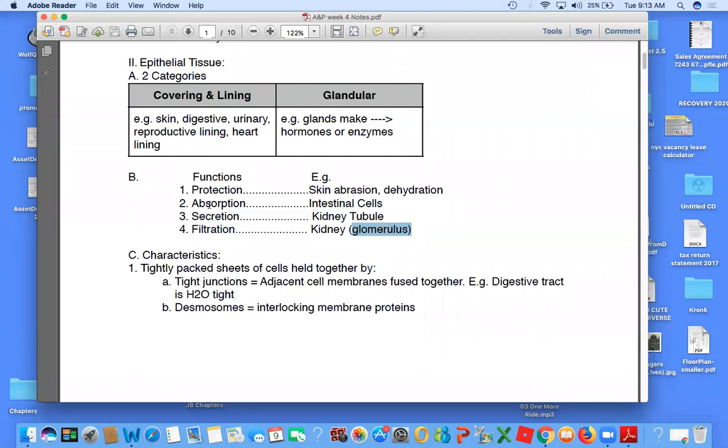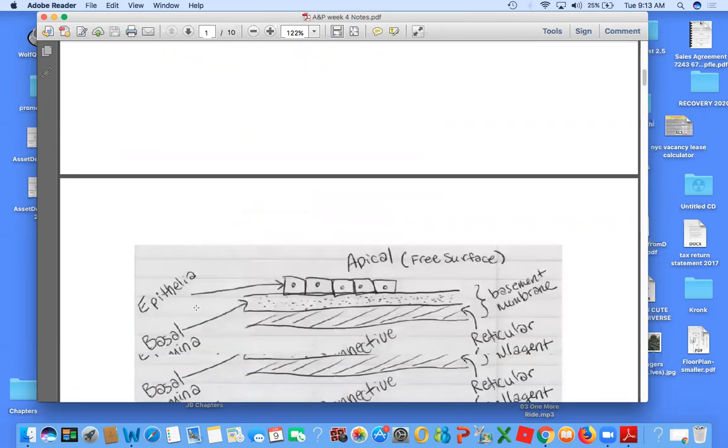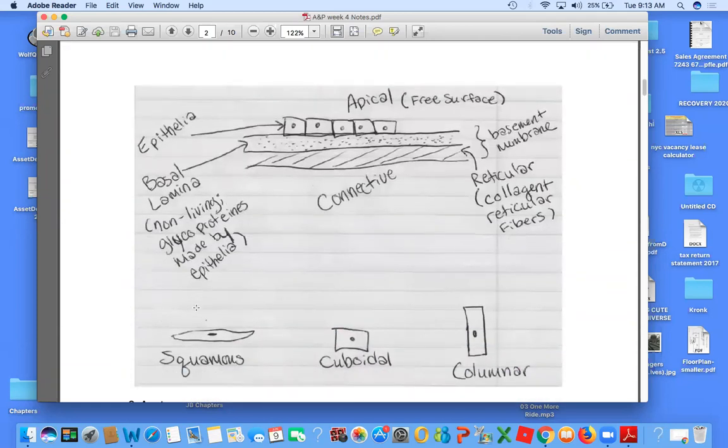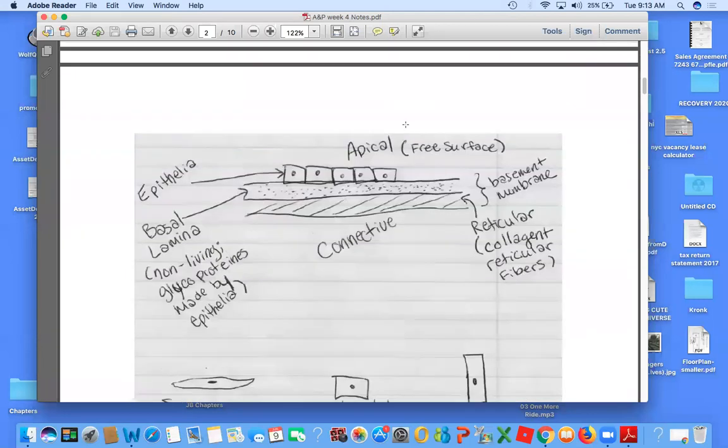So let's talk, those are the two general categories and the four general functions of the epithelial tissue. We say that epithelial tissue are very tightly packed sheets of cells. They have tight junctions adhering the cell membranes together, and desmosomes, as you know, lock the cells together like spot welds. This picture of your epithelial tissue may be on the exam, and you should know all epithelial have this general structure that you see before you.